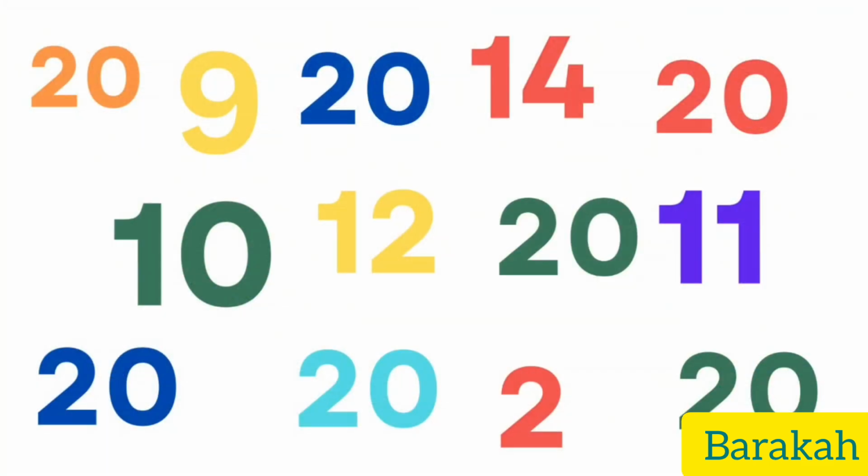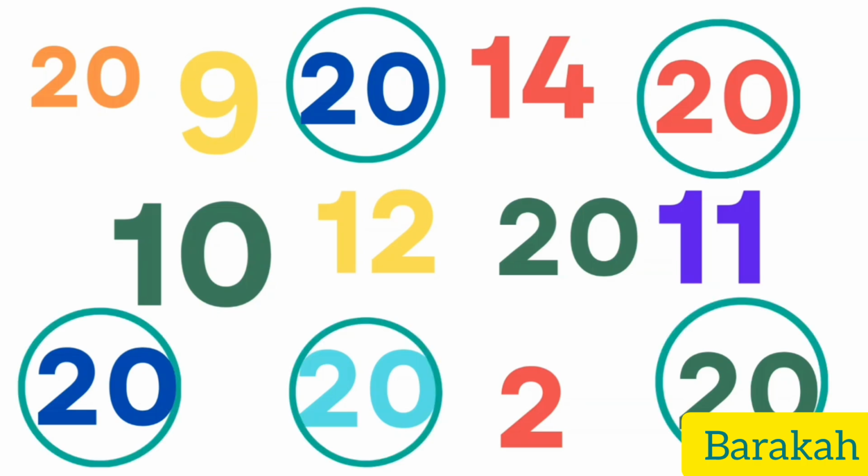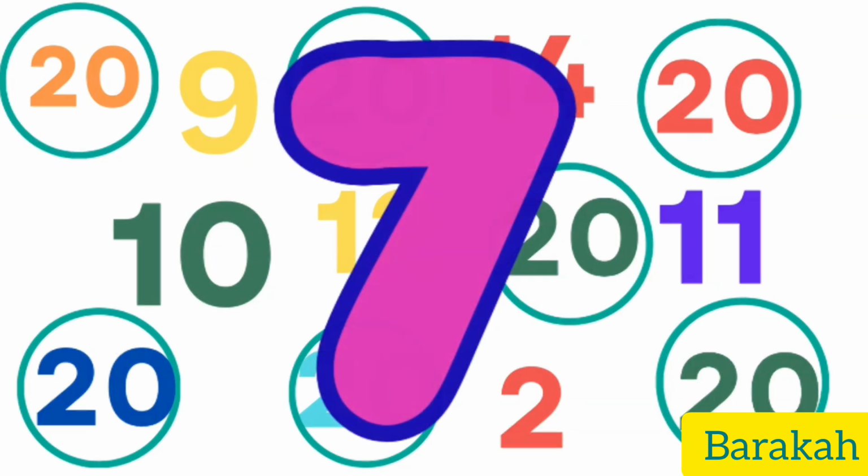Let's see how many 20s are here on the screen. So let's find out. 1, 2, 3 20 numbers, 4, 5, 6, and 7. So there are 7 20s on the screen.